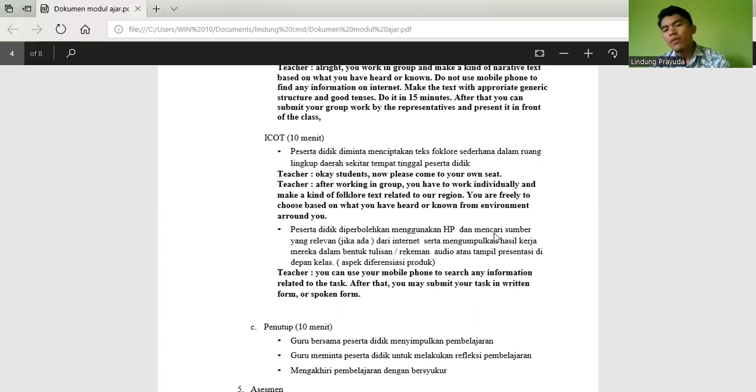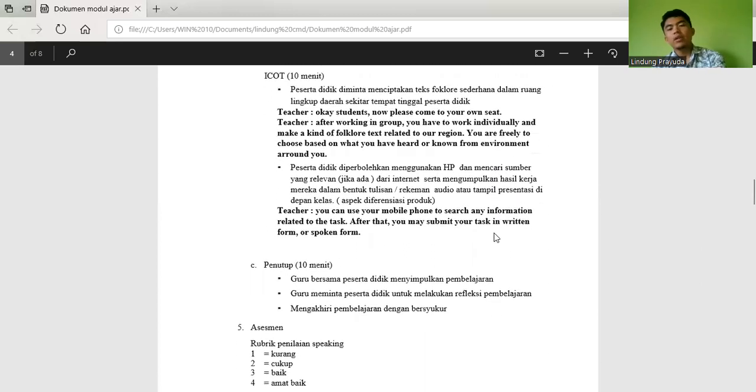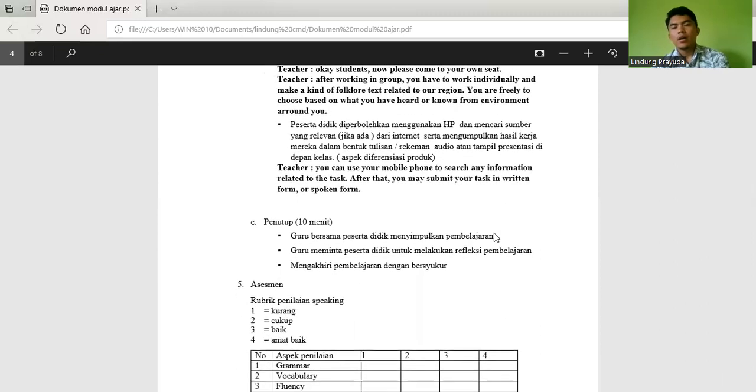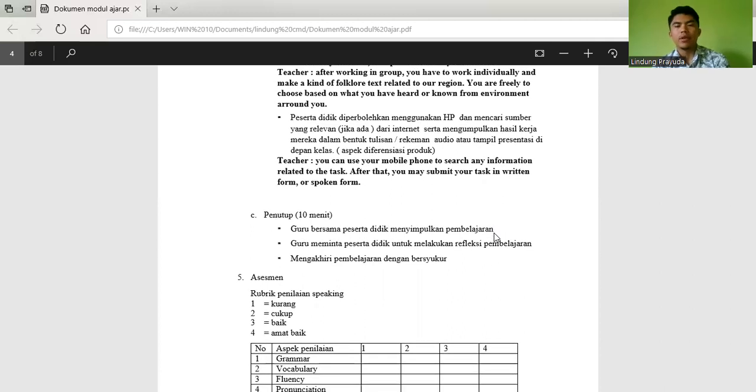For example, you can use your mobile phone to search for any information related to the task, and after that, you may submit your task in written or spoken form. That is the differentiation of product that I use in this teaching model. And after that, closing. The teacher and students will conclude the lesson, the teacher will ask the students to reflect on the lesson, and they will close the lesson with praying.